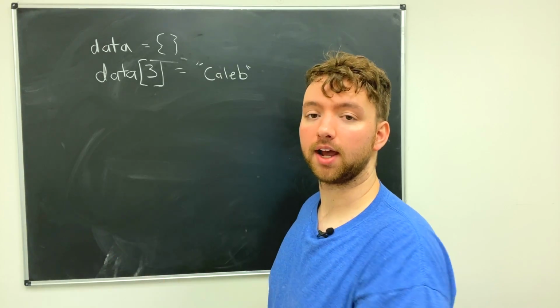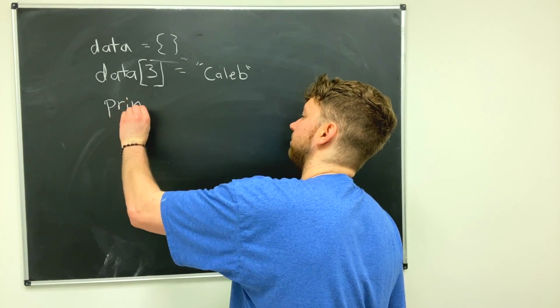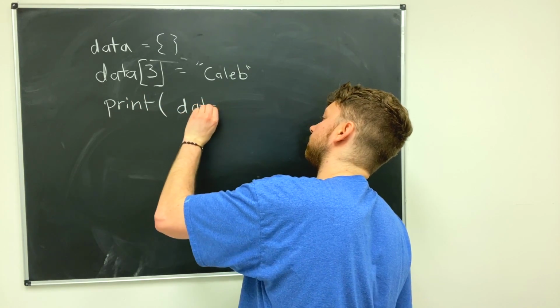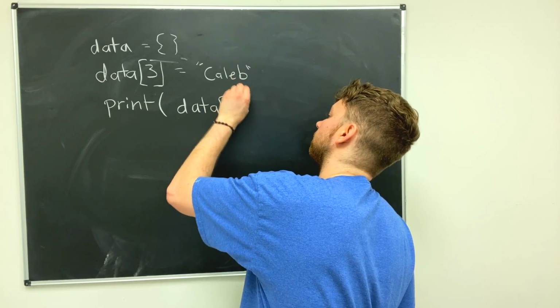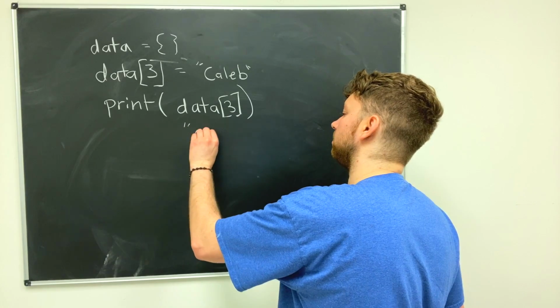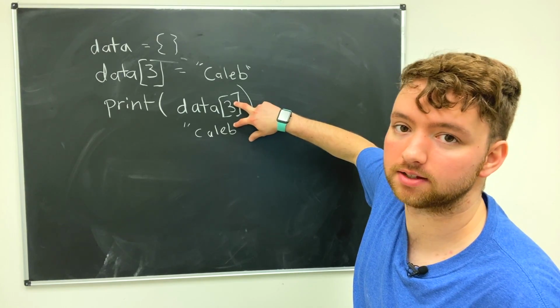Now to get that data back out, you just do the same exact thing. So as an example, you could pass to a function, we'll just say data, and use the key 3. So that is how you would pass in the value Caleb. If you tested to see if these were equal, it would pass as true.